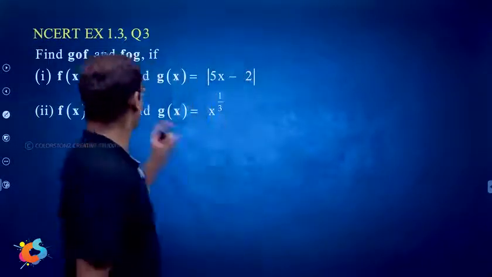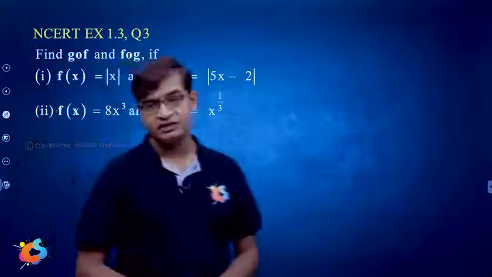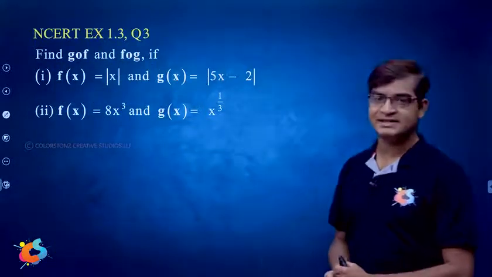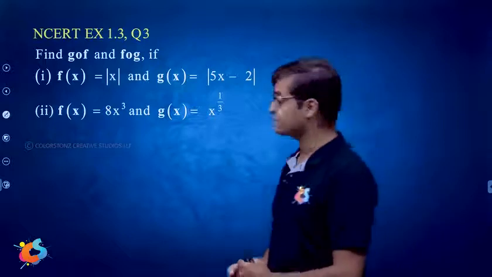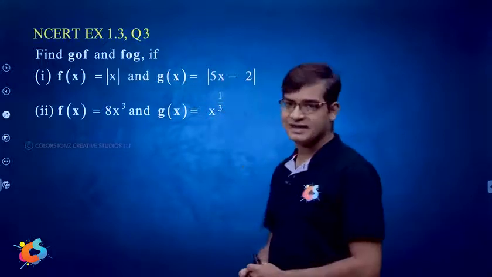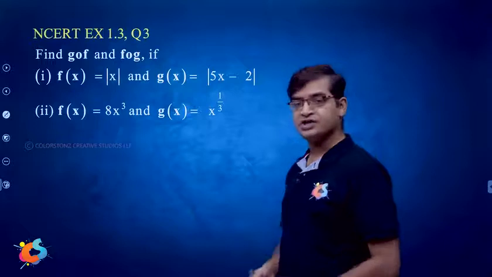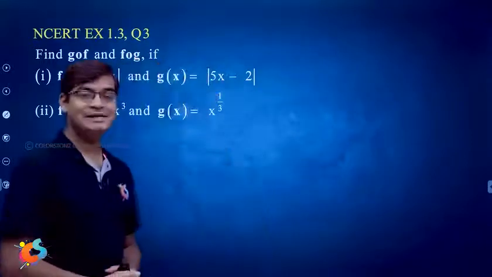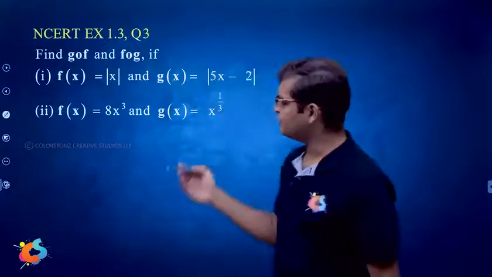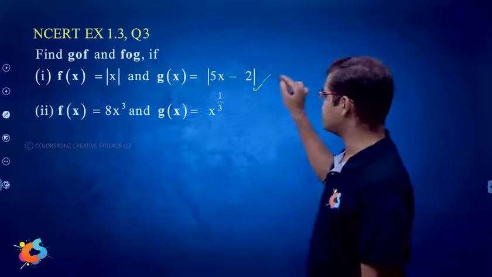So now let us take the next question, and that is find G circle F and F circle G if f of x is equal to mod x and g of x is equal to mod of 5x minus 2. And the second question is f of x is equal to 8x cube and g of x is equal to x power 1 by 3. Now, let us first take this question.